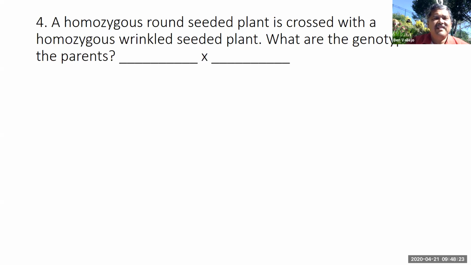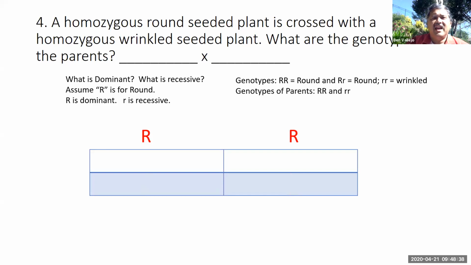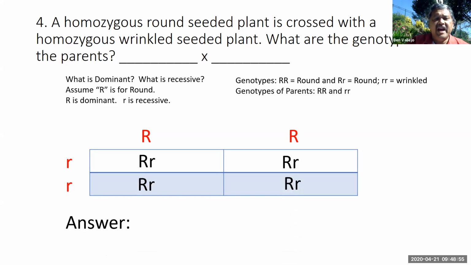Number 4, a homozygous round-seeded plant is crossed with a homozygous wrinkled-seeded plant. What are the genotypes of the parents? Well, homozygous tells us the 2 letters in the genotype are the same. We know it's round, so we know that one is big R, big R. Okay, so there's the big R, big R. And then back to the question, it is crossed with a homozygous wrinkled-seeded plant. So it's wrinkled, it's homozygous, and wrinkled is a recessive trait. So that is little r, little r, and that is the answer to the question. We can complete the Punnett square, but we already have the answer, which is big R, big R and little r, little r. So those are the genotypes of the parents.